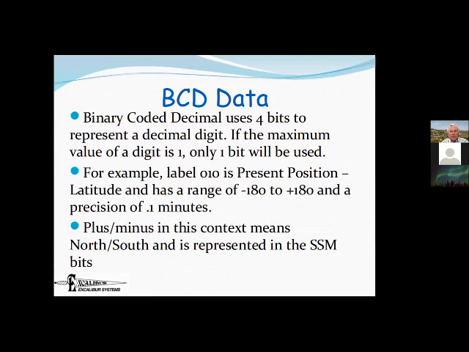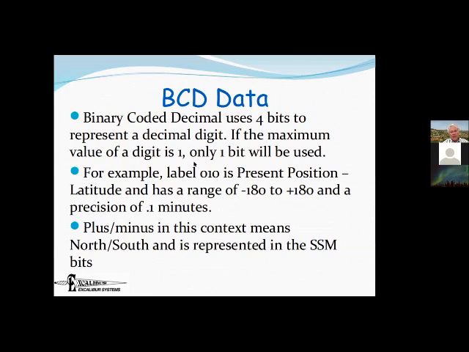Another example, label 10 is present position latitude. This is in BCD, has a range of -180 to +180, and a precision of 0.1 minutes. We'll see what this actually means in terms of what it looks like. Okay, so now we have for the BNR, we said that there's a sign bit.